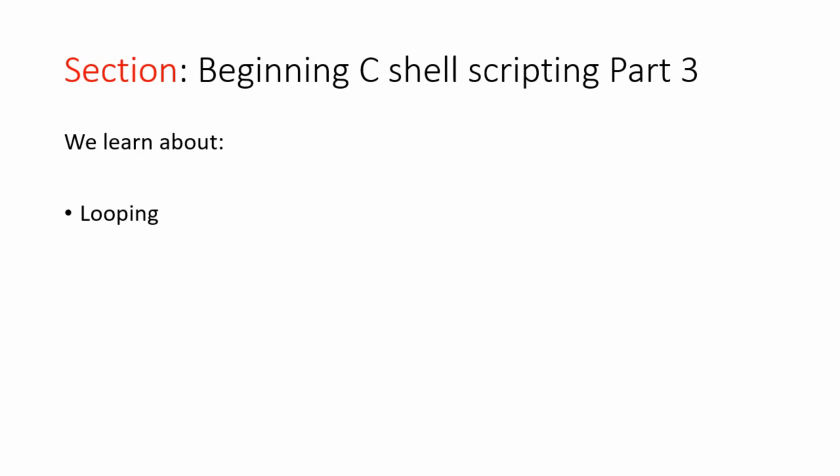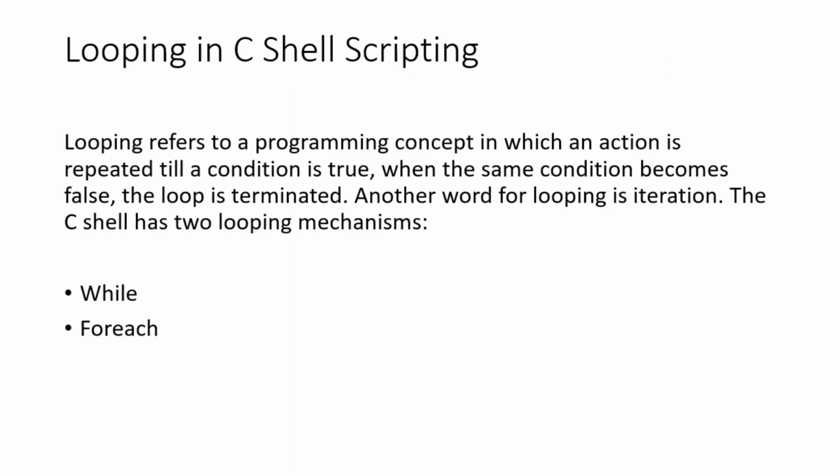Welcome to the new section, Beginning C Shell Scripting Part 3. Here we learn about looping. Looping in C shell scripting. Looping refers to a programming concept in which an action is repeated until a condition is true. When the same condition becomes false, the loop is terminated. Another word for looping is iteration. The C shell has two looping mechanisms, while and foreach.